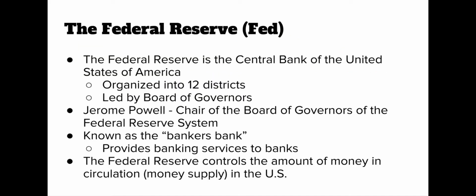So the Federal Reserve, or the Fed, is really the central bank of the United States. It's organized into 12 districts. It's led by a board of governors. The chair of the board of governors of the Federal Reserve System is Jerome Powell. It used to be Janet Yellen. The Fed is known as the banker's bank. It provides banking services to banks all across the country, and it controls the money supply, or the amount of money in circulation in the United States.